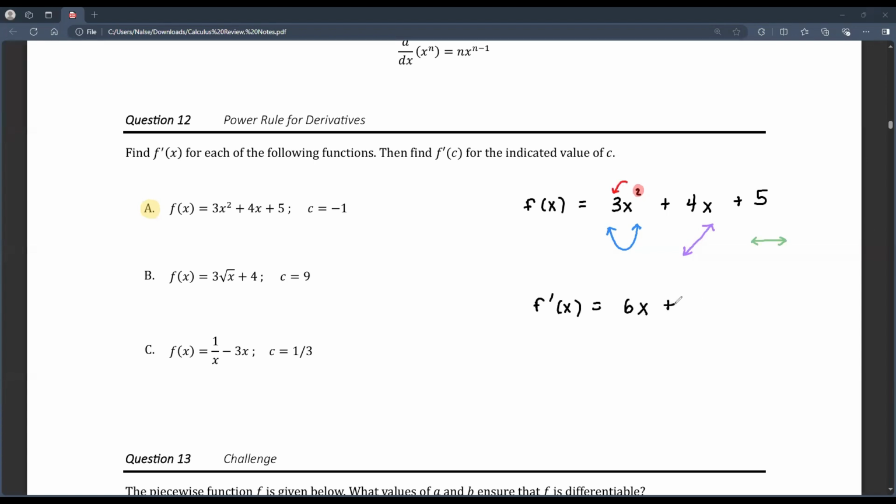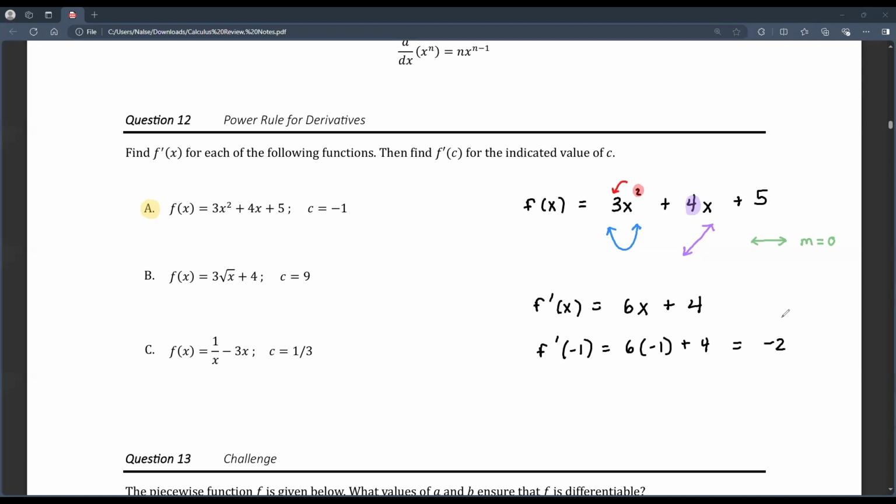The remaining terms can be viewed as lines with known slopes. From the term 4x, we get 4, and from the constant, we get 0. F prime of x is equal to 6x plus 4. This function will tell us the slope of f at any point. We just need to plug in the x value to get it. If we plug in -1 for x, the derivative comes out to -2. We have just used power rule to answer part A.